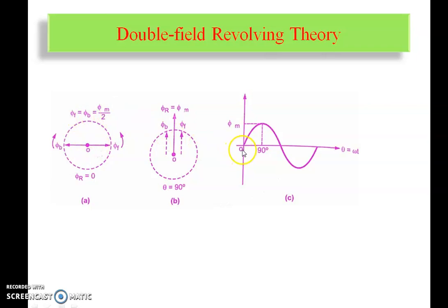At theta equals 0, what will happen? Theta equals 0 means the value of the flux is 0. I am only assuming the flux here. I'm assuming the AC flux. It will start at 0, again go to the maximum value, again 0, and negative max, again 0. So at this theta equals 0 instant, the flux value is 0. How this happens, we will see in the first figure A.